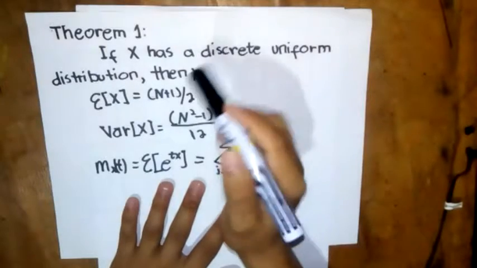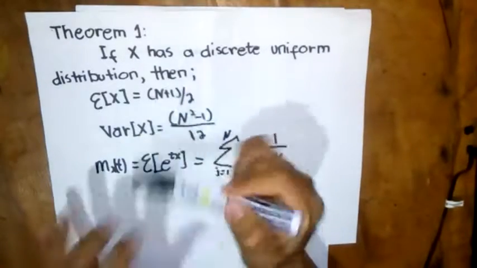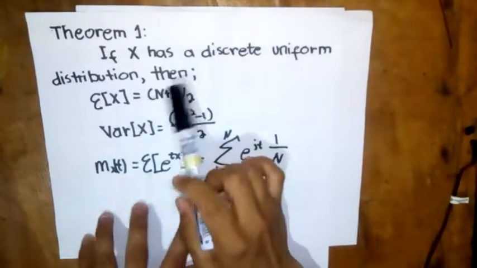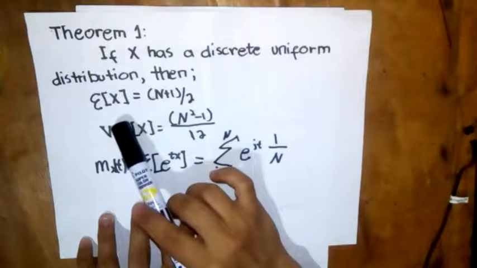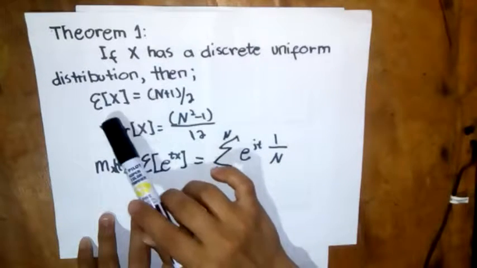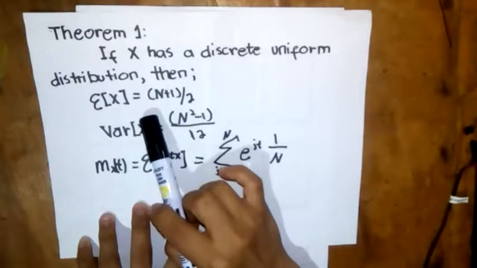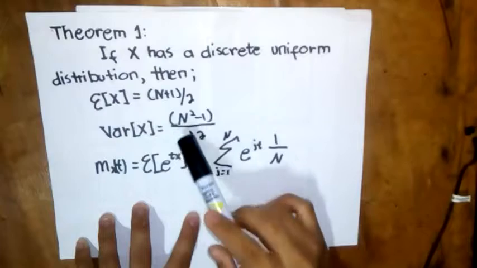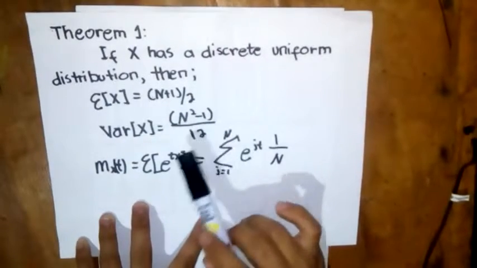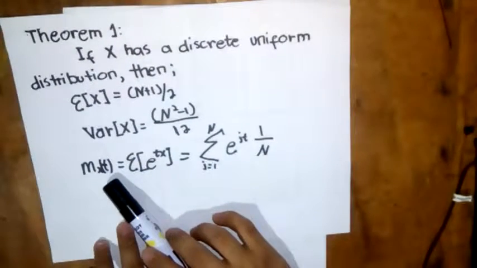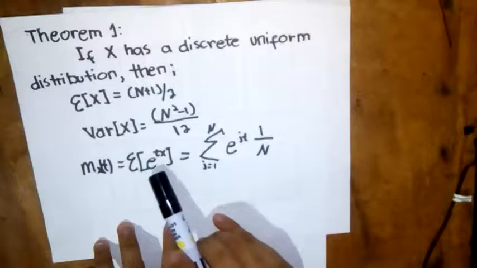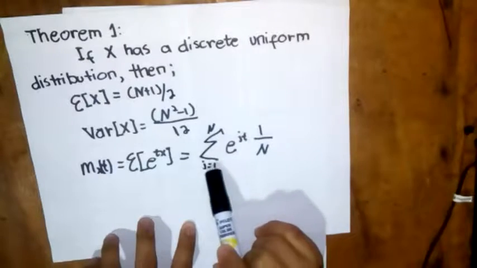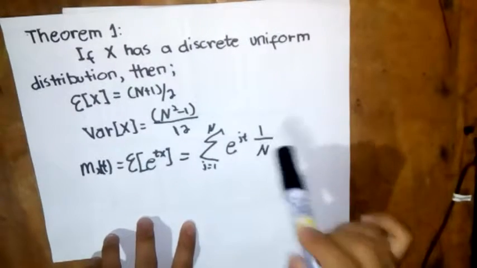So let's now proceed to Theorem 1. Theorem 1 states that if x has a discrete uniform distribution, then the expected value of x, or the mean of x, is n plus 1 over 2, the variance of x is equal to n squared minus 1 over 12, and the moment generating function, or the expected value of e to the tx, is equal to the summation of e to the jt, where j starts from 1 up to n, times 1 over n.